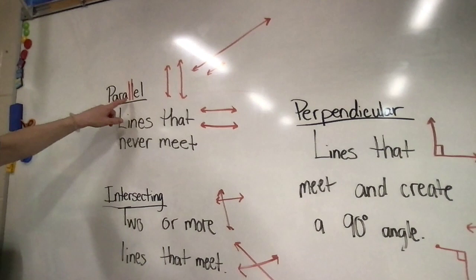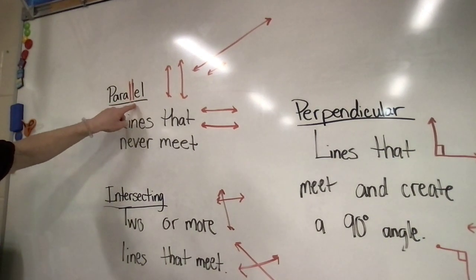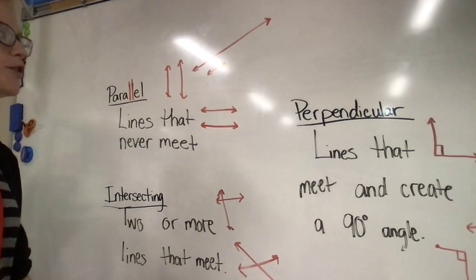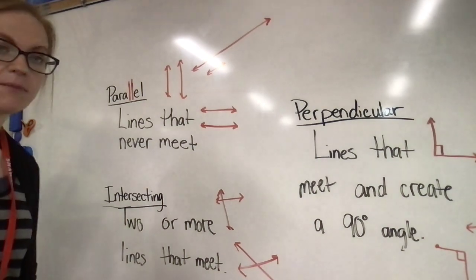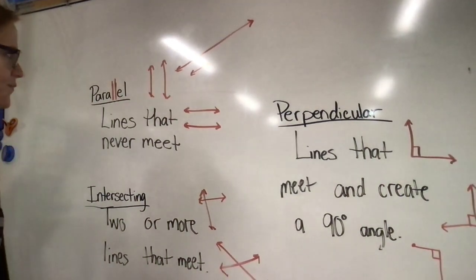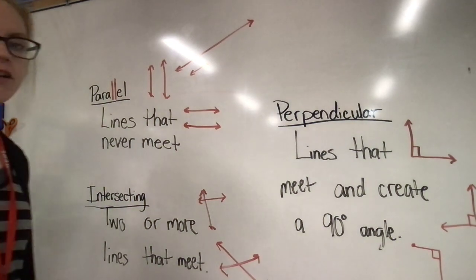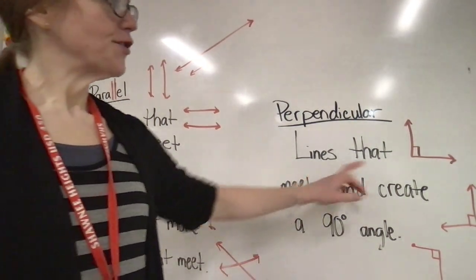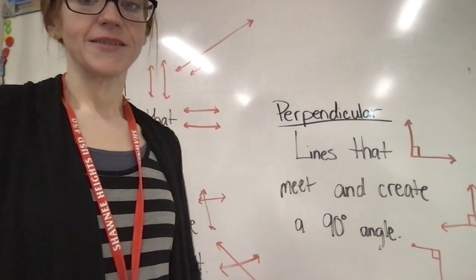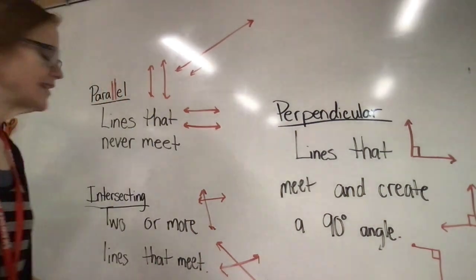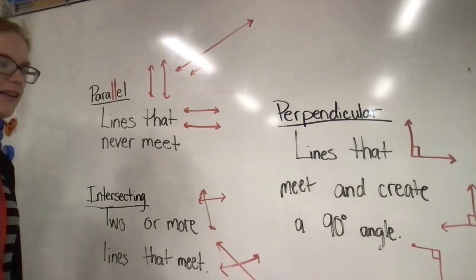Parallel, like the L's in the word parallel, they go on forever and ever and they never meet. Okay, line segments could also be parallel lines, but here I just drew lines. Okay, perpendicular, they meet, but they make that 90-degree angle. We can see that by the box. And intersecting, they just touch somewhere, so they're not as picky.